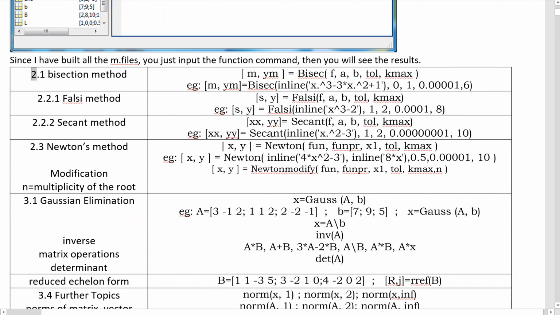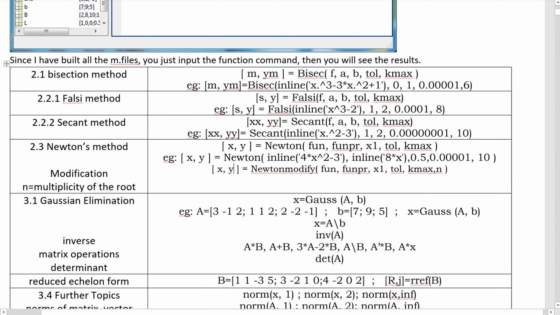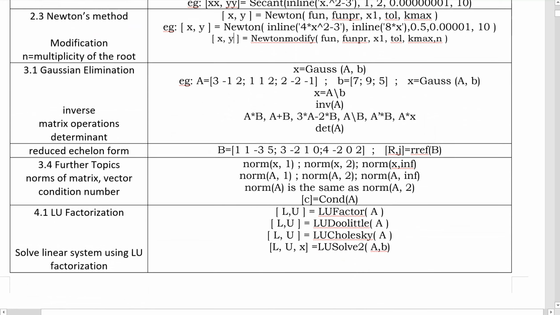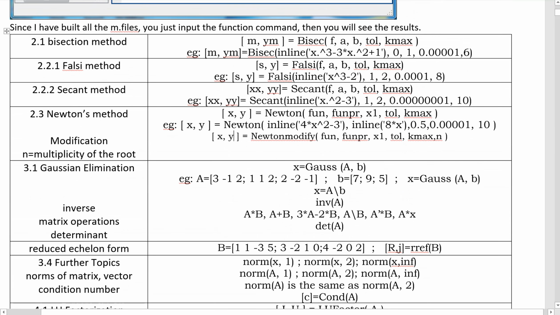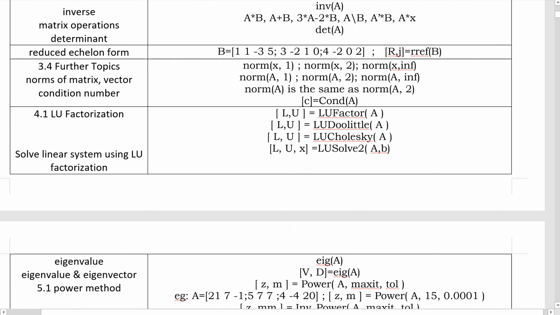This chapter has the bisection method, regula falsi method, secant method, Newton's method, and then modified Newton's method. I provide the syntax and I also provide an example. Sometimes you have to be very careful. Don't just copy and paste, because sometimes the format of Word will cause a problem. You really need to type it.